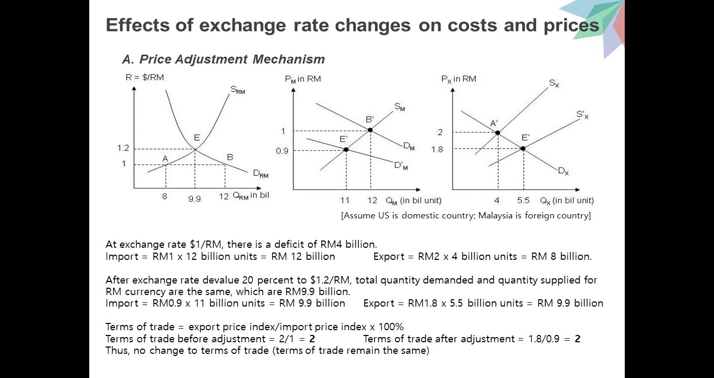Terms of trade equals export price index divided by import price index times 100%. Terms of trade before adjustment equals 2/1 equals 2. Terms of trade after adjustment equals 1.8 over 0.9 equals 2. Thus, no change to terms of trade. Terms of trade remain the same.